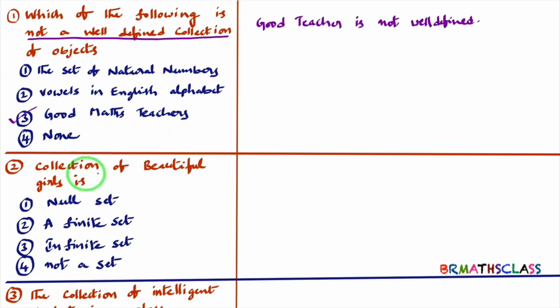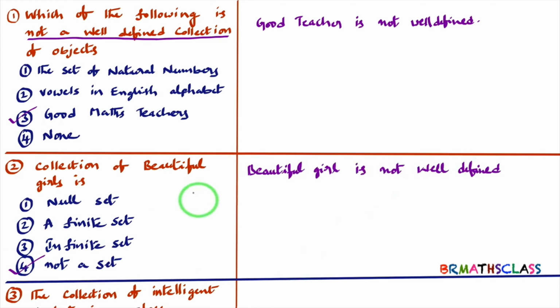See the second one, collection of beautiful girls is a null set, finite set, infinite set, or not a set. These are the options given. Beautiful girl. First thing, is beautiful girl well defined or not? You take a girl, a particular girl may be beautiful to you. The same girl may not be beautiful to your friend. It is not a set. Why is it not a set? Because beautiful girl is not well defined.